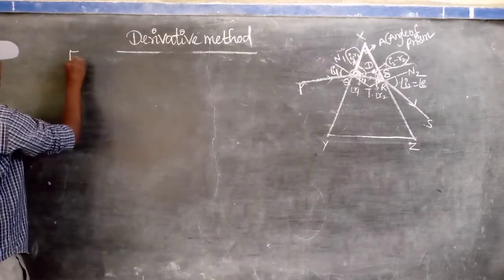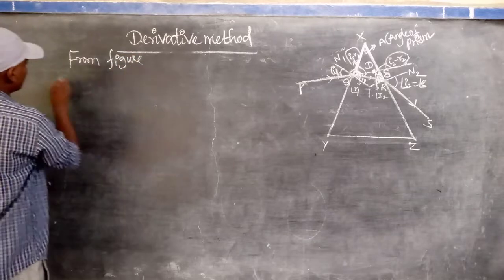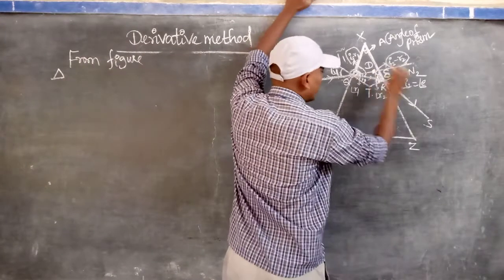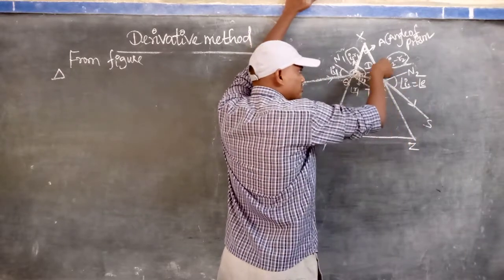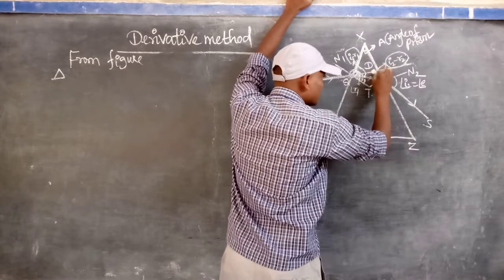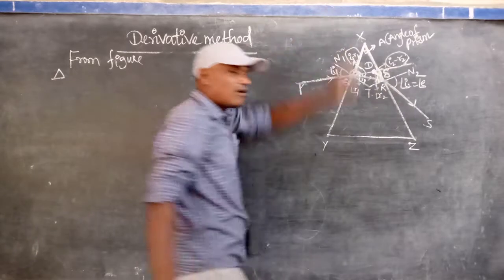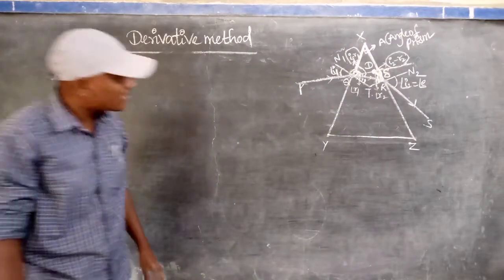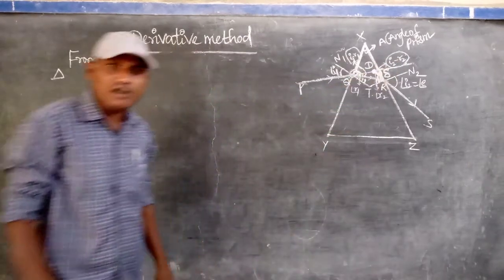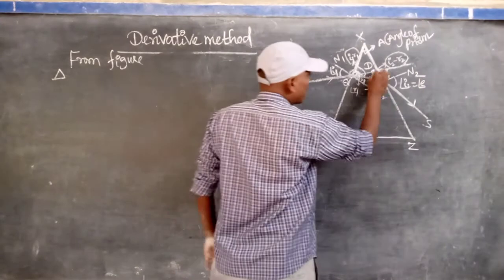Next, from figure 7, in the triangle here we are observing that the emergent ray is produced backward and the incident ray is produced forward. Where they meet at that point, one angle is formed. This angle we call the angle of deviation or deviation angle. We know that the angle between emergent ray and incident ray is called the angle of deviation. Now here one point will be formed.